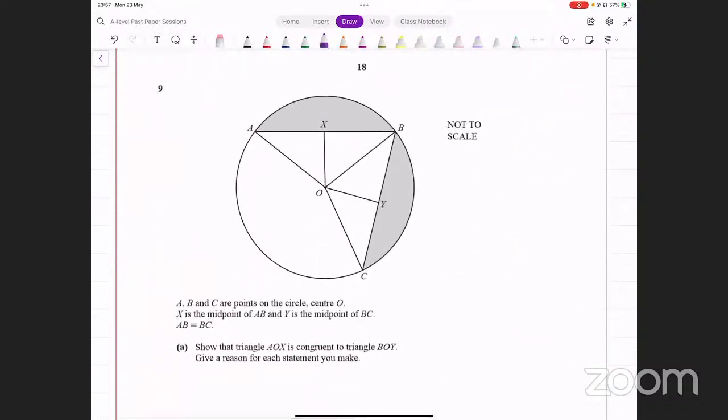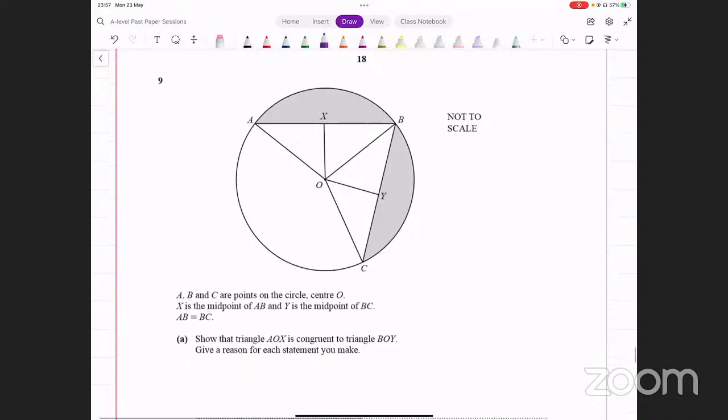Okay, let's move on to the next question. Now we've got circle theorems. We've got these points A, B, and C. These are points that lie on the circle, and the center is O. X is the midpoint of AB and Y is the midpoint of BC. You've got this point X and this point Y. These are the midpoints of those chords.